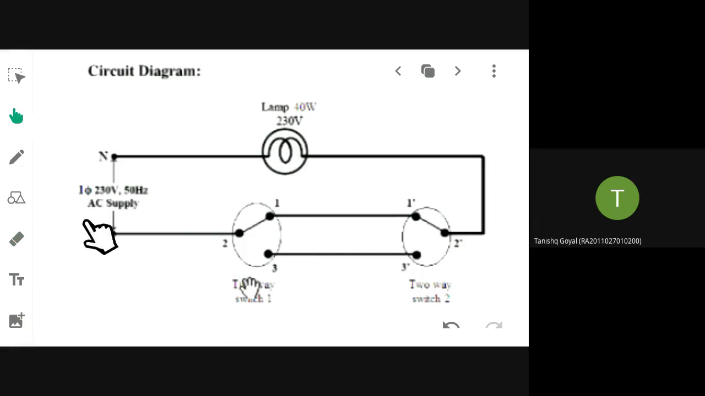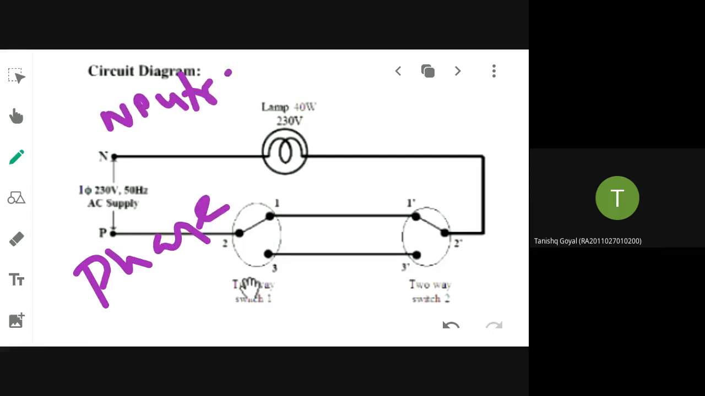Okay, so what are the two terminals here? What is P and what is N? P is phase and N is neutral. Okay. Always don't forget the things that I am teaching you. DC means plus and minus. Single phase AC means phase and neutral. Three phase means R, Y, B, N.